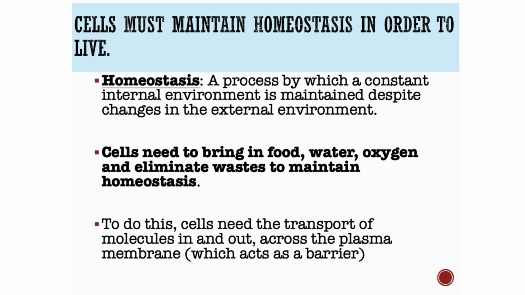So let's get started. Cells must maintain homeostasis in order to live. What is homeostasis? A process by which a constant internal environment is maintained despite changes in the external environment. In other words, whatever happens in the external environment of the cell, homeostasis keeps the interior constituents of the cell stable.